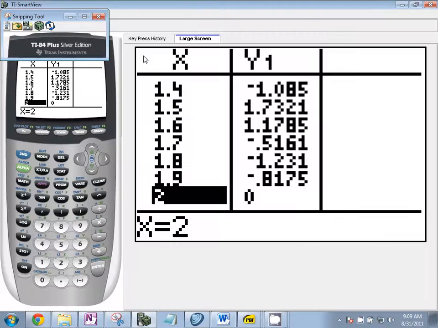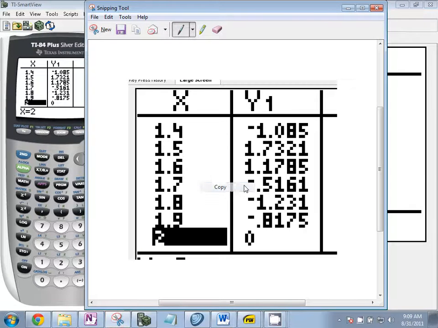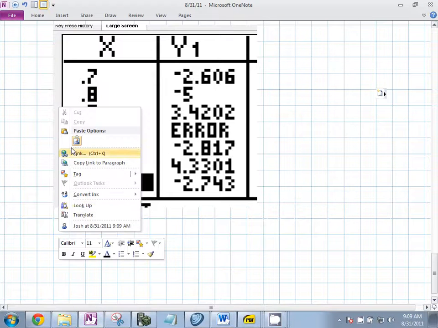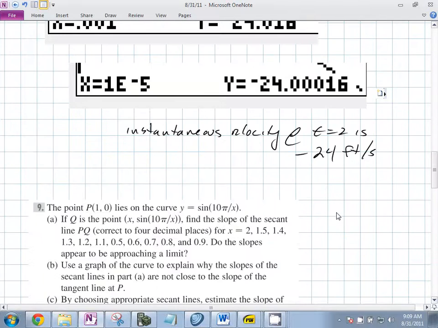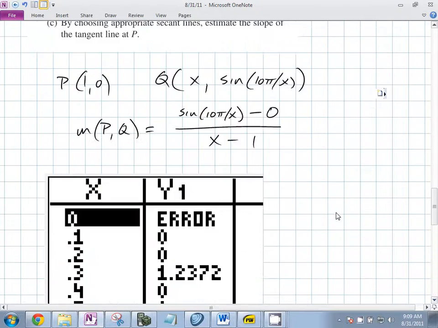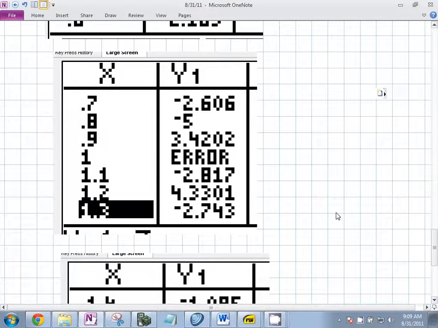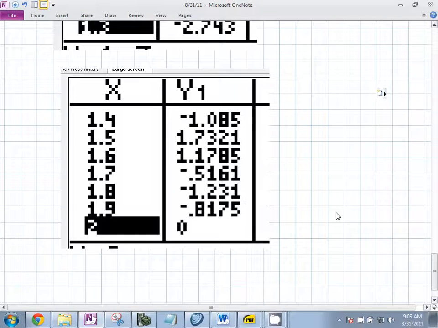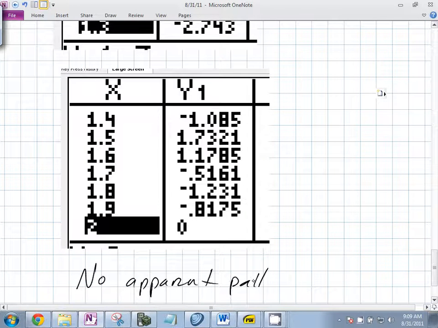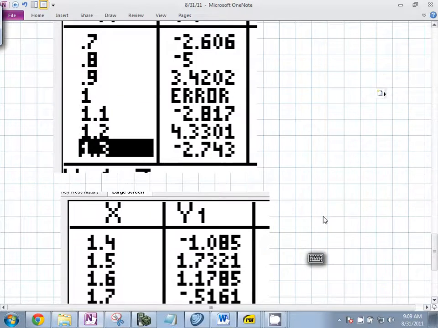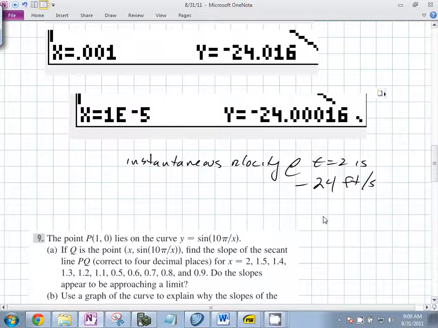So let's actually get to the second question here. The question now asks, do the slopes appear to be approaching a limit? Do they appear to be approaching anything? 0, 0, 1.23. They keep on bouncing around, positive, negative. Does it look like they approach anything? No. You could answer, no apparent pattern. You can't be sure, but do we really have any big tools to use yet? No. You're looking at it and going, no, it doesn't look like there's a pattern.